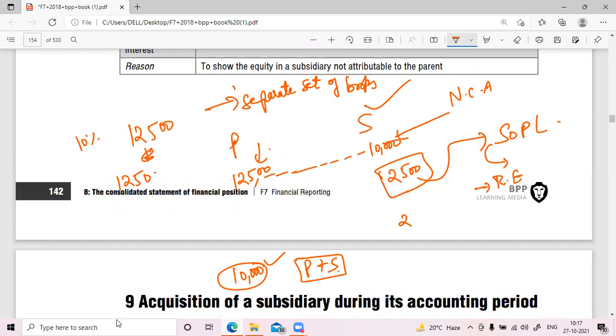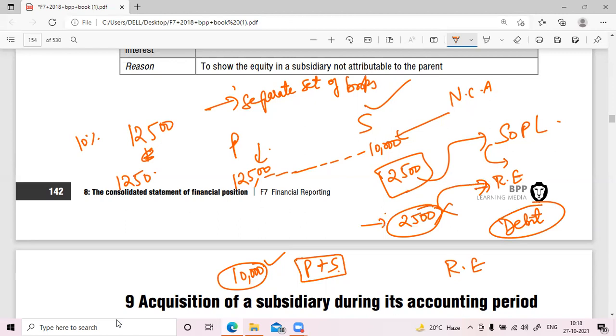So this 2,500 unrealized profit will be removed from which account? Retained earnings, correct? Yes, sir. Why will it be removed from retained earnings? Because we already credited this in retained earnings. Now we need to remove it, because it's an unrealized profit.